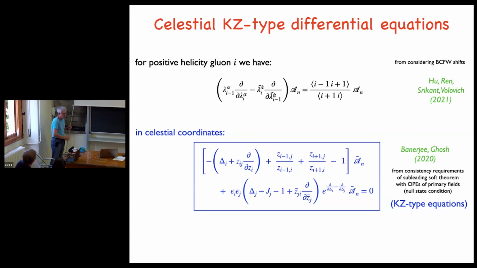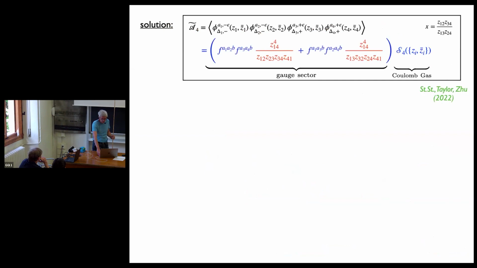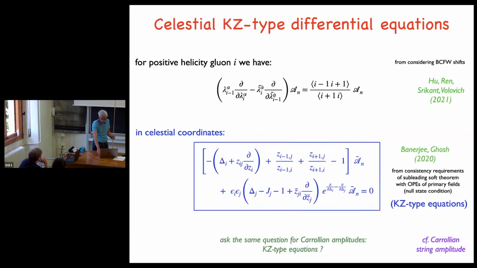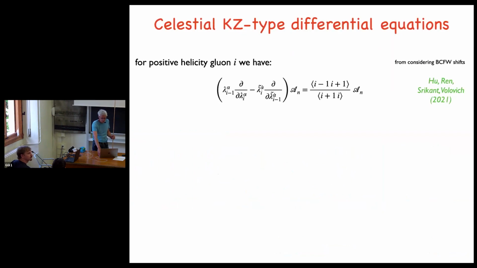So we have some nice differential equations for n-point amplitudes in celestial conformal field theory, and we can ask the same question, whether we have a similar KZ type equation in Carrollian geometry, and yes, we have. But I will show you that later. But now let's move on to the extension.